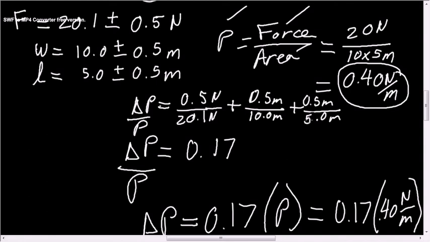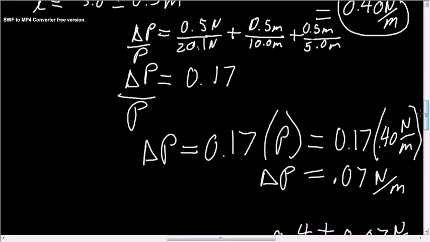To find this, I need to find the fractional uncertainty of each measurement, and then add those together. The force's fractional uncertainty is 0.5 over 20.1. The width's uncertainty is 0.5 over 10. The length's uncertainty is 0.5 over 5. I add these all together and I find the fractional uncertainty for my answer is 0.17.